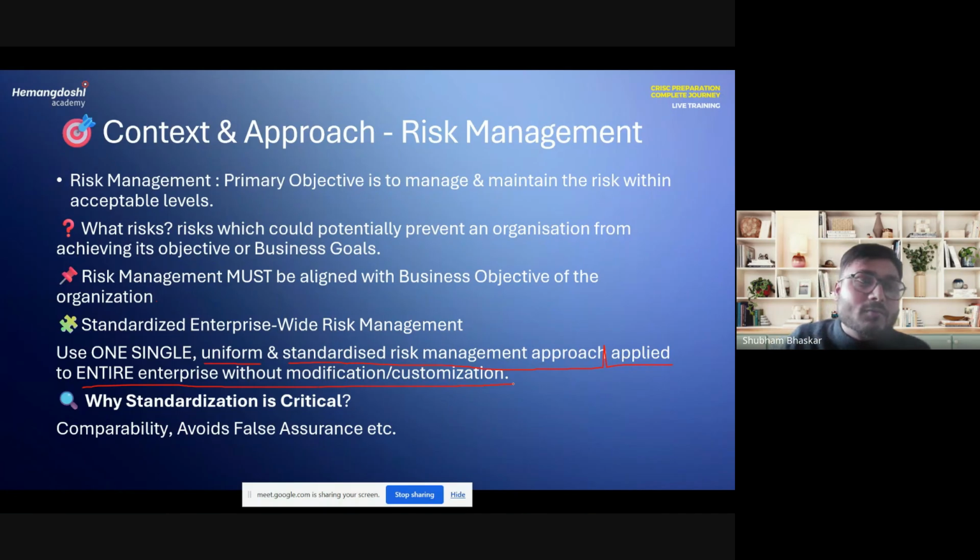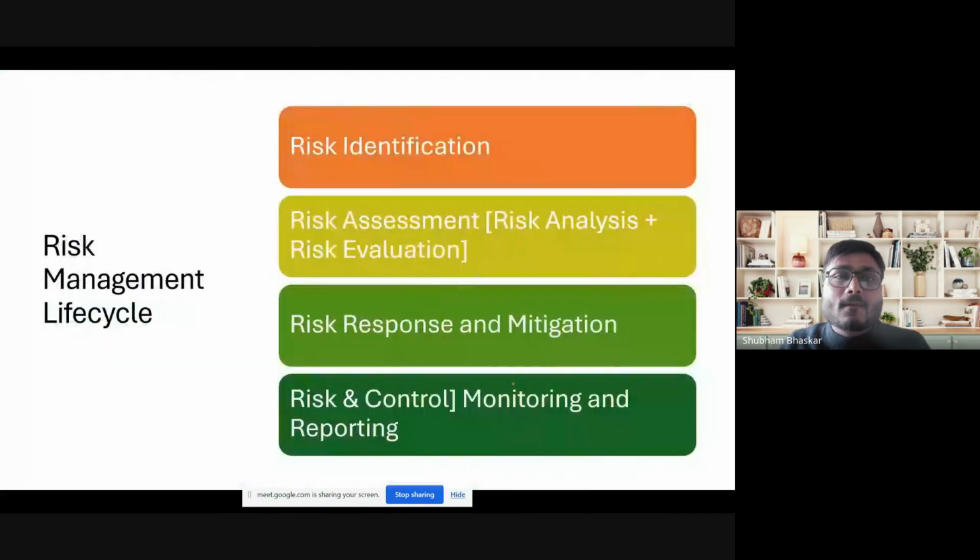It's like knowing that you have a particular health problem, but you're not going to simply sit out. You're going to solve that by going to the doctor. Similarly, here you realize that the amount of risk within one department is more and in another is less. By applying the same uniform standardized risk management, that simply means that, okay, this department needs my attention, so let me give that department more resources. So that's why standardization of risk management is critical. Okay, any questions?